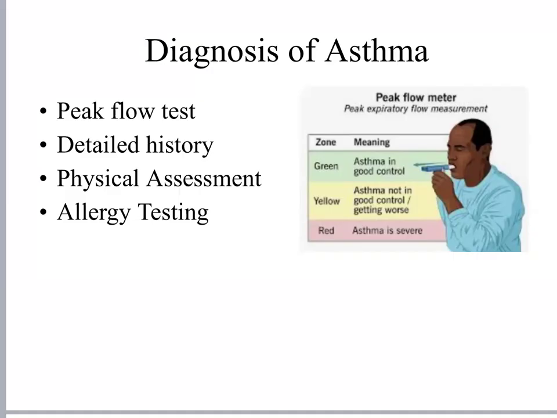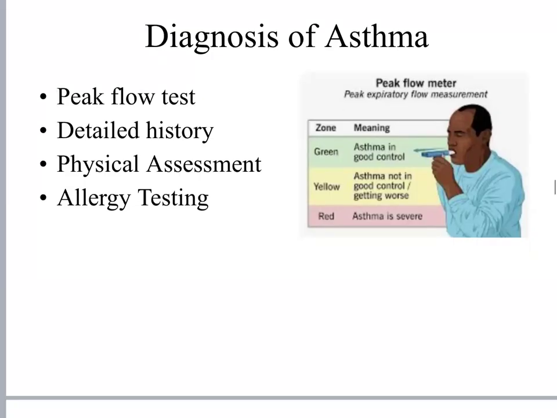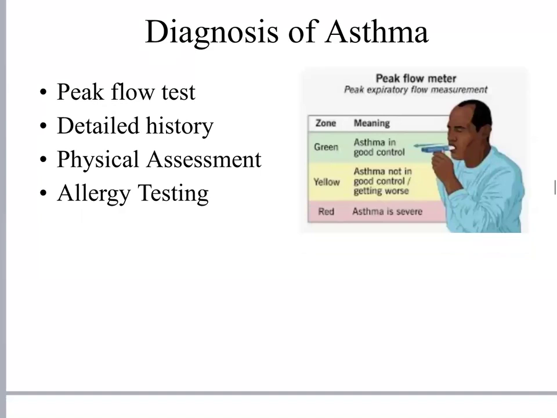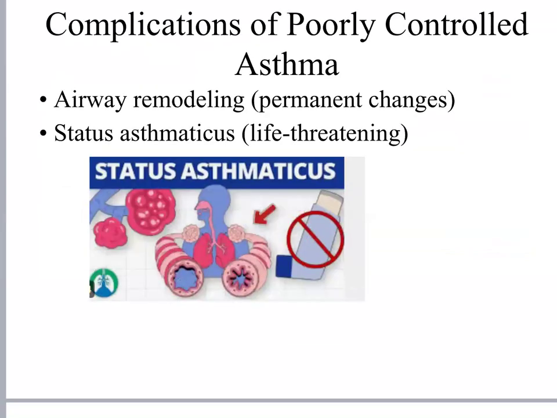We also get a detailed history. So, when did their respiratory problems start? Was it correlated with any kind of irritant or exercise? We do a physical assessment and listen to the lungs. Now, if they're not having an asthma attack, we won't hear wheezing. And then allergy testing is helpful, more not so much to diagnose the asthma itself, but to manage the asthma. Like if we find that it's linked to a certain allergen, then maybe we can give medication for that, and help control asthma better.